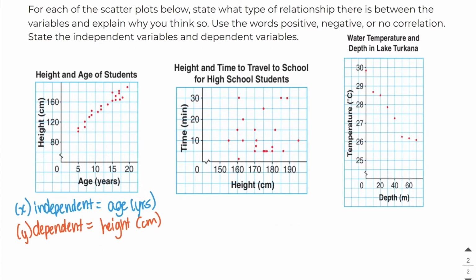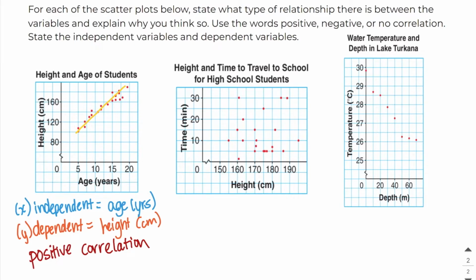Now I want to know, is there positive, negative, or no correlation? Well, clearly the correlation is positive. How do we know? Because our graph is increasing. It's going up from left to right, but also because the older you are, the taller you're going to be. So we can say that this has a positive correlation.